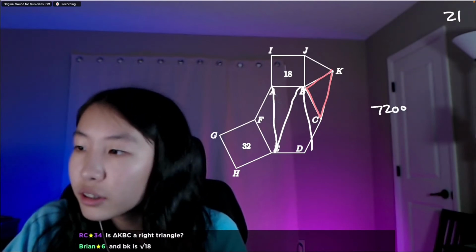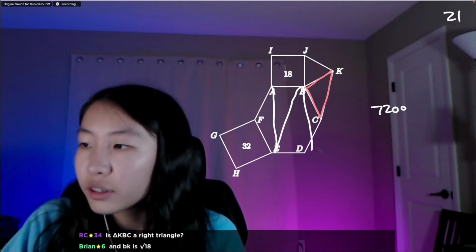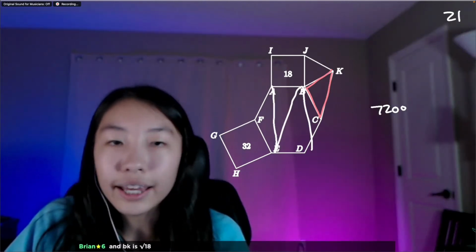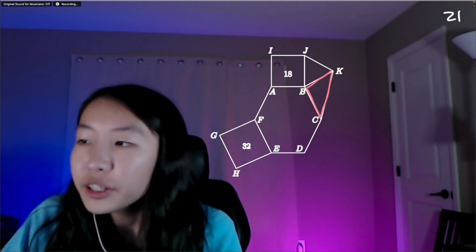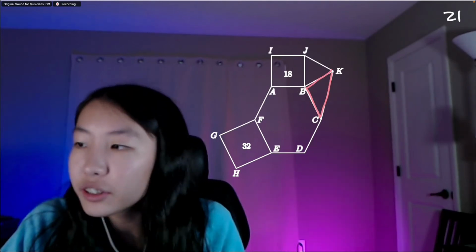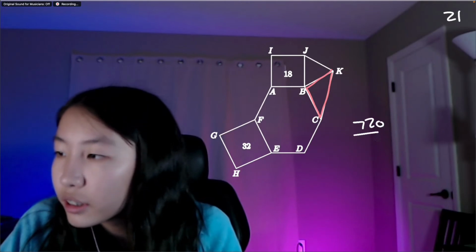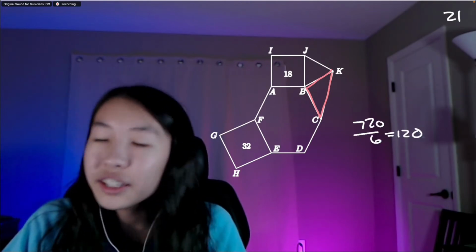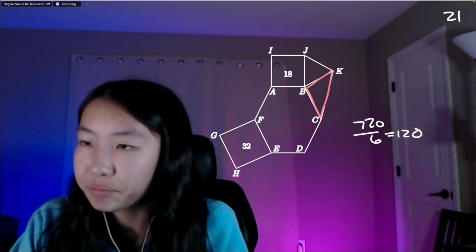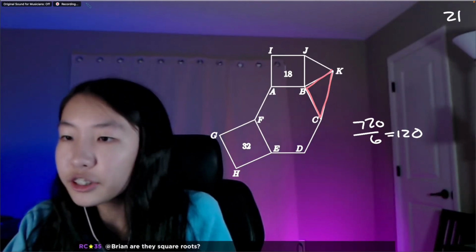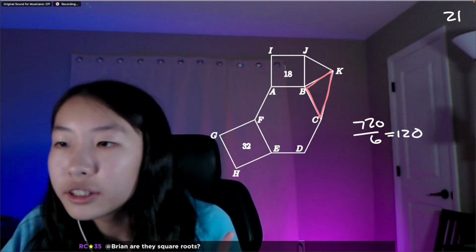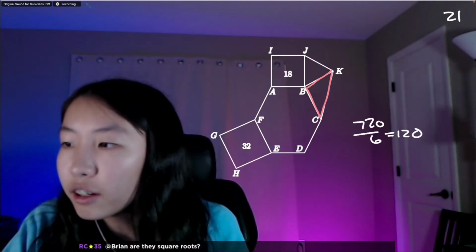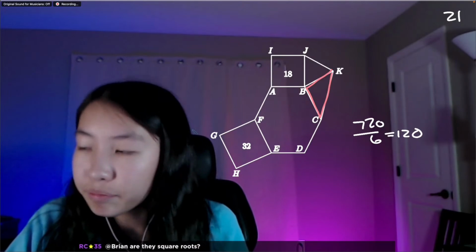So now we want to find the angle in each corner. And really all we're doing is dividing by 6. So each angle is going to be 120 degrees. And this is a very nice number. But let's look at what the chat says first. So RC and Brian are talking about the lengths of BK and BC.